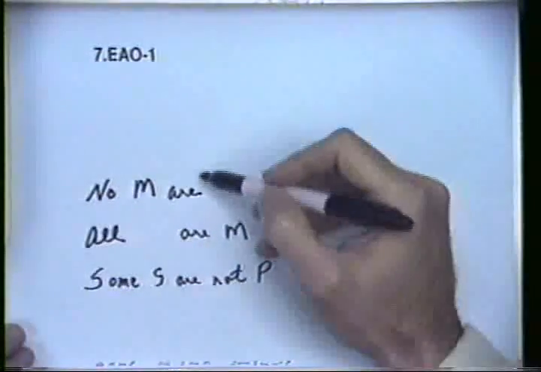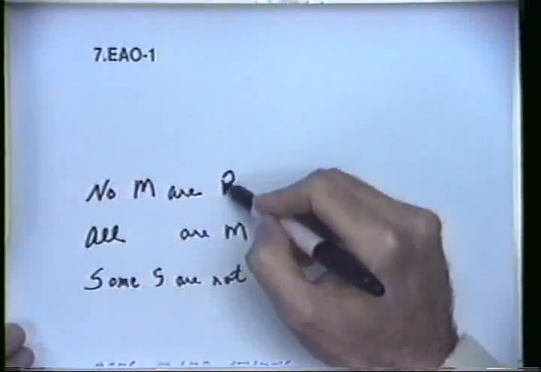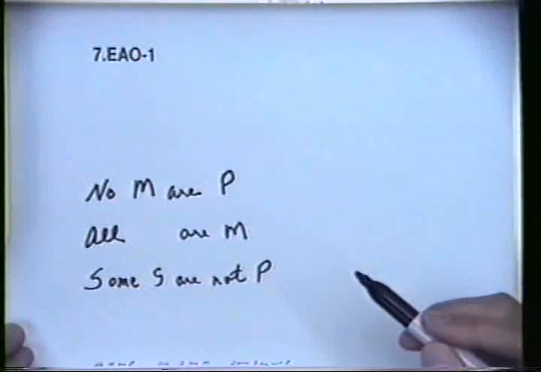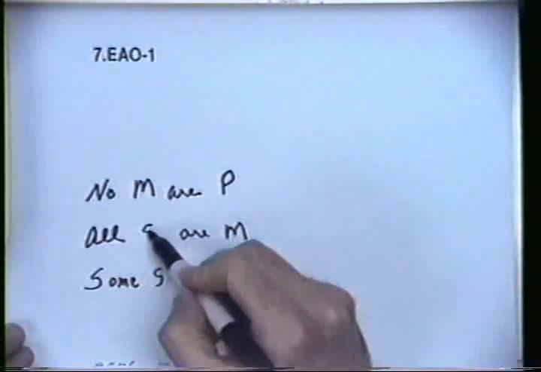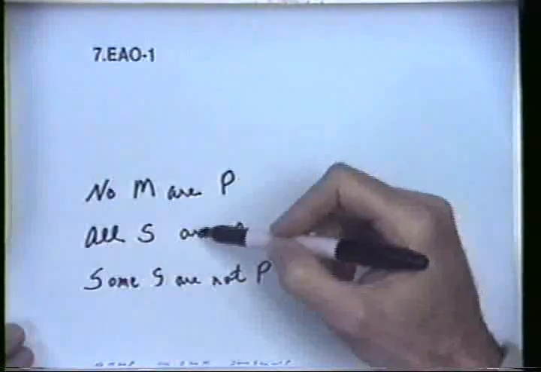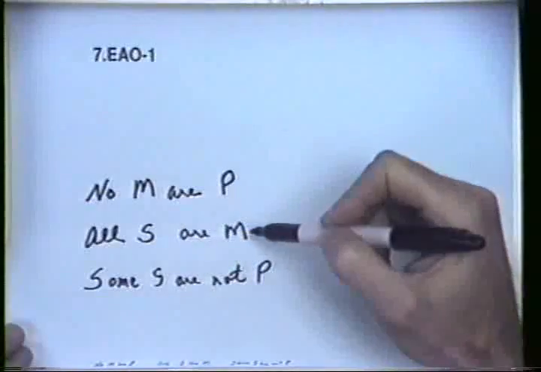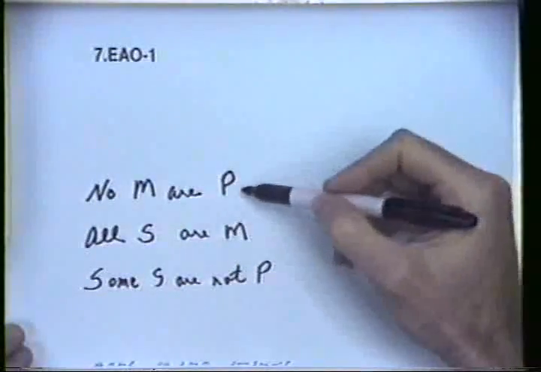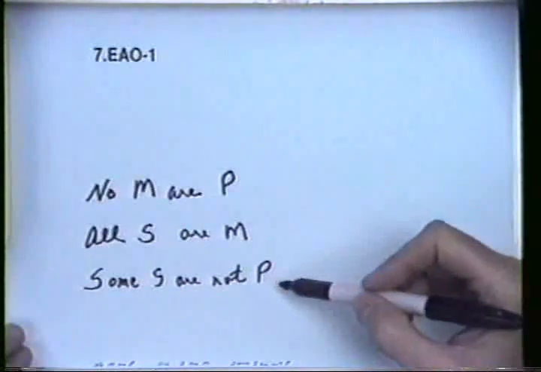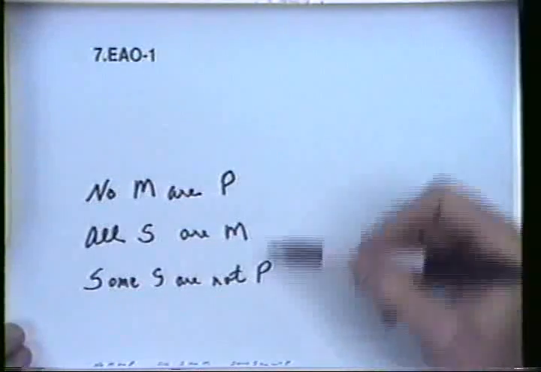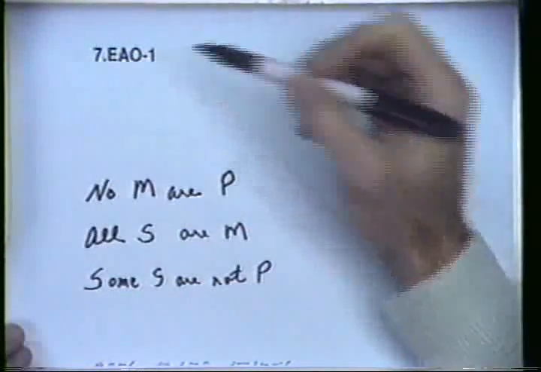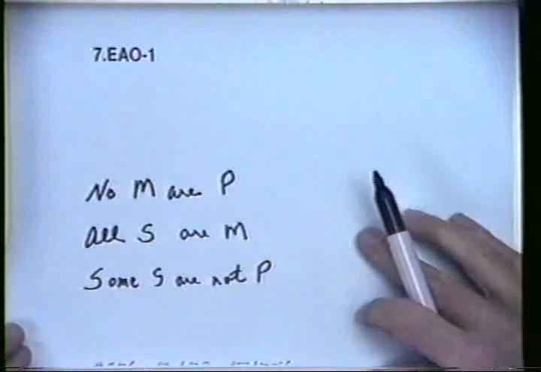And now remember, we want to put P in the major premise, so no M are P. We want S, the minor term, to occur in the minor premise, so S is in the subject position here. So no M are P, all S are M, and some S are not P is an EAO1 categorical syllogism. And let's do one more just to make sure.